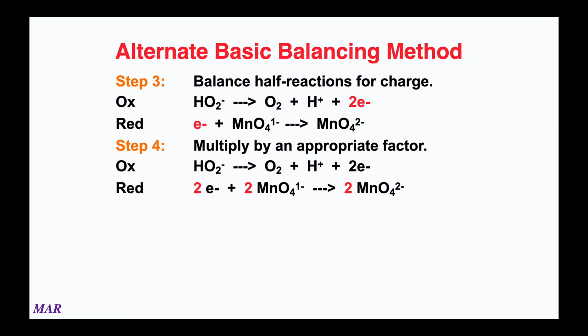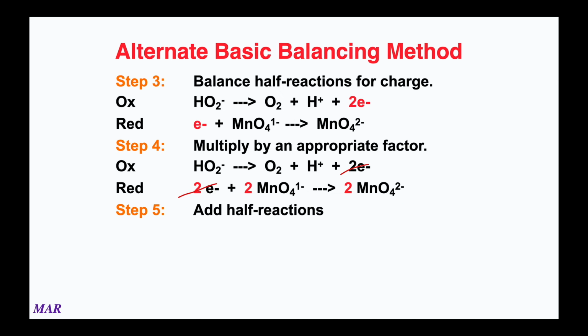So I'm going to skip through these kind of fast. So we have 2 electrons and 2 permanganates, making 2 regular manganates. And then the last step then is to combine them. And like we saw earlier, 2 electrons cancel on both the product and the reactant side.